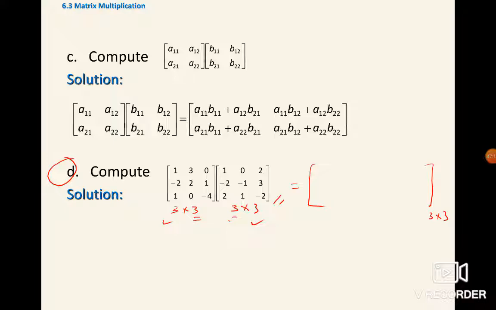So what to do first? Take this row and multiply with this column, element wise. 1 goes with 1, 3 goes with -2 and 0 goes with 2. This will give you the first element in this matrix. 1 into 1 is 1, 3 into -2 is minus 6, 0 into 2 is 0. The answer is 1 minus 6 plus 0, which is minus 5.